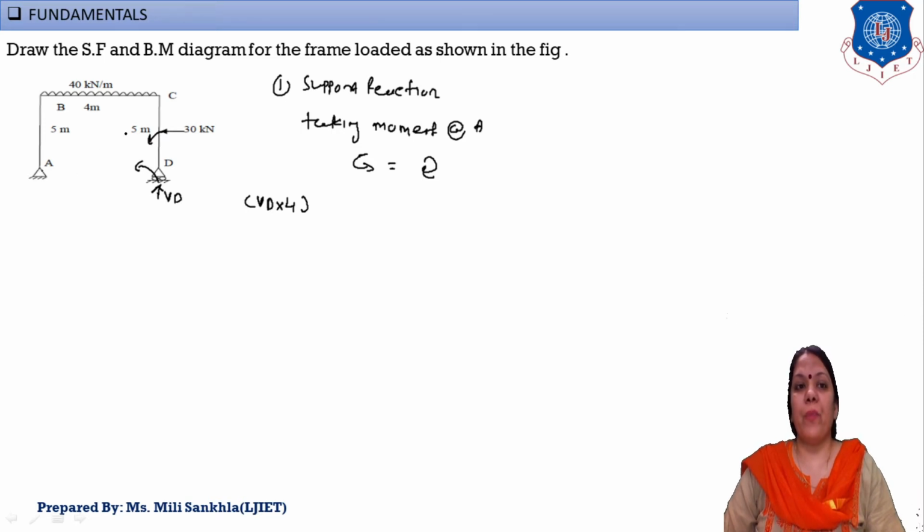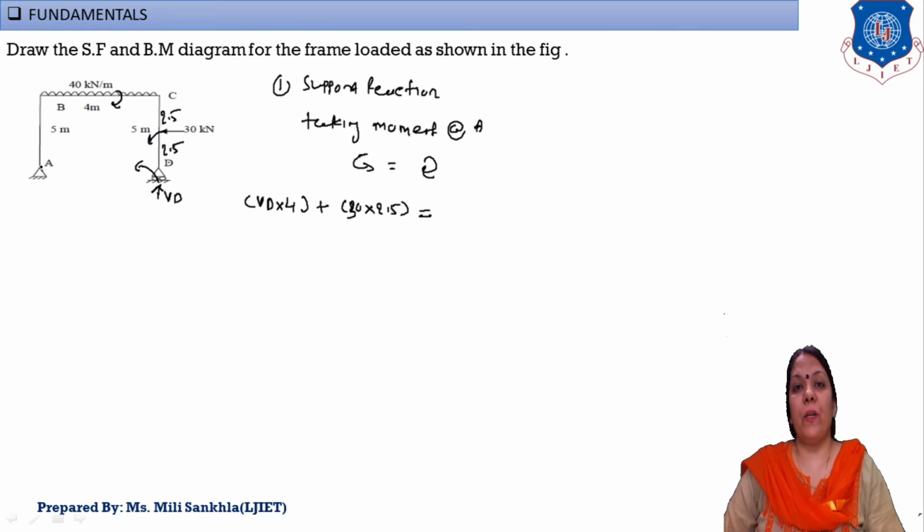Now on member CD, one horizontal load is given and this load rotates in anti-clockwise direction with respect to this point A. The load is given at the center point, that means this distance is 2.5 and this distance is 2.5. So 30 into distance 2.5, and the inducing moment is anti-clockwise, so write on the anti-clockwise side. Okay, 30 into 2.5.